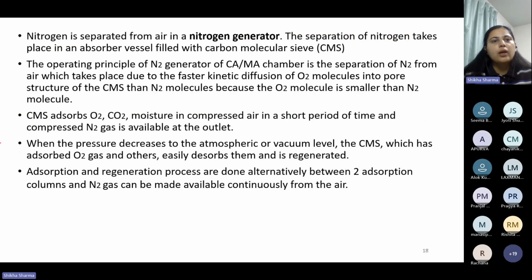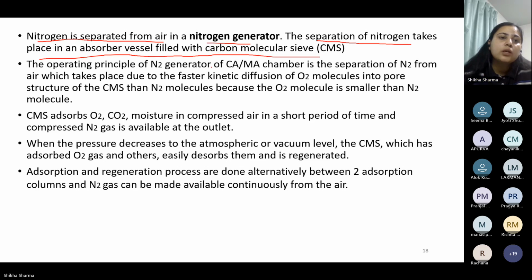So what happens in the nitrogen generator? Nitrogen is separated from the air mixture in the nitrogen generator. The separation of nitrogen takes place in an absorber vessel filled with carbon molecular sieves. So there will be carbon molecular sieves and nitrogen will be separated from the mixture of gases in the nitrogen generator.